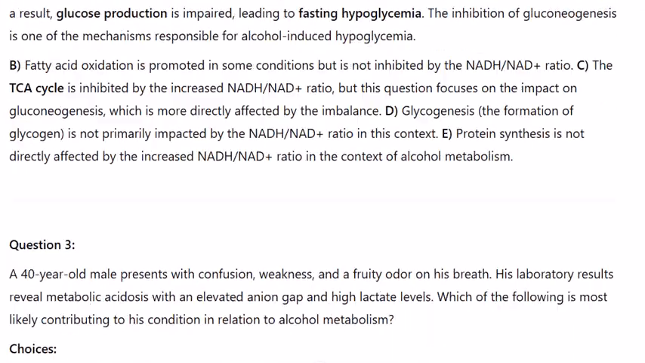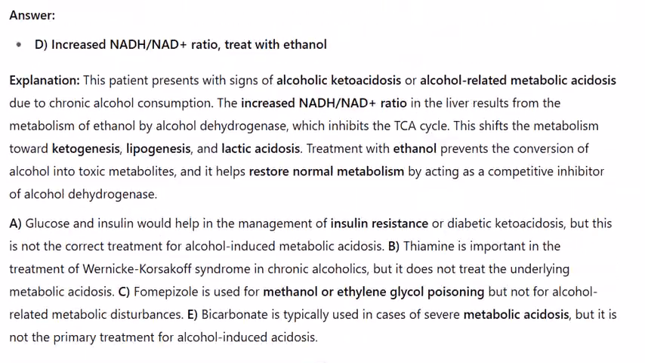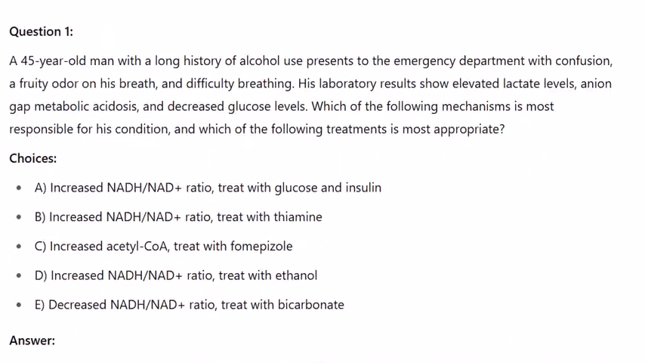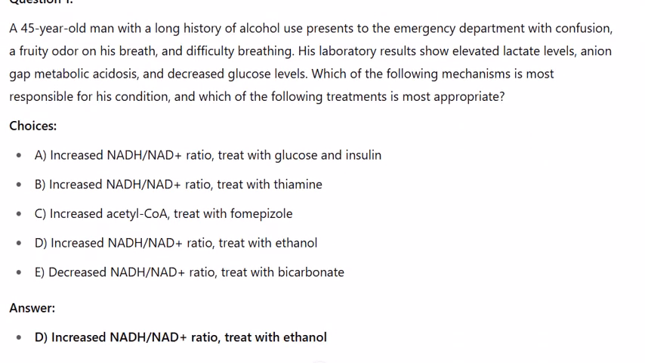Question 1. A 45-year-old man with a long history of alcohol use presents to the emergency department with confusion, a fruity odor on his breath, and difficulty breathing. His laboratory results show elevated lactate levels, anion gap metabolic acidosis, and decreased glucose levels. Which of the following mechanisms is most responsible for his condition, and which of the following treatments is most appropriate?